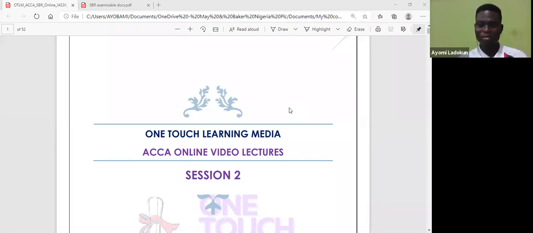Yesterday we commenced lectures around SBR, and we were able to build some foundation for the course so that we can have a smooth outing. We took a look at the conceptual framework, where we said the IASB conceptual framework is a set of theoretical principles and concepts that underpins the preparation and presentation of financial statements. We also looked at the purpose of the framework, the advantages, and the disadvantages. We established that every country of the world has adopted IFRS except the US, which still has US GAAP in force.